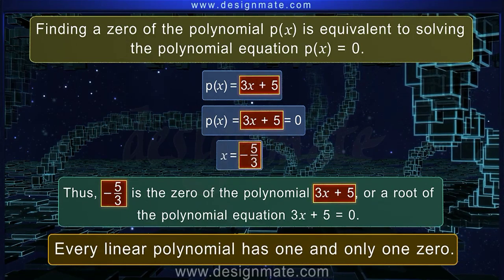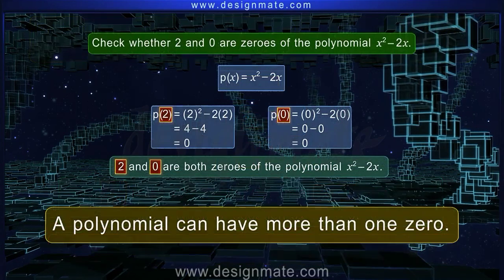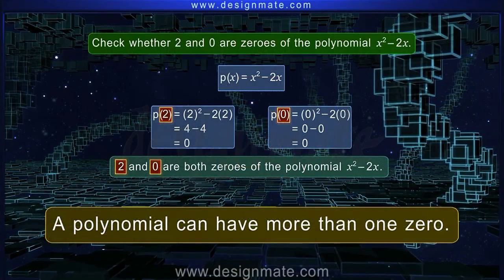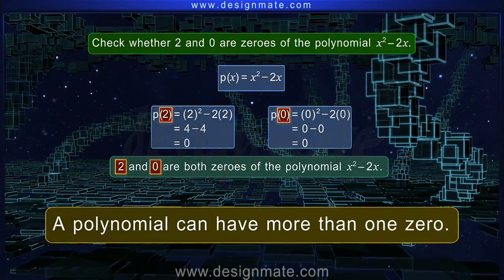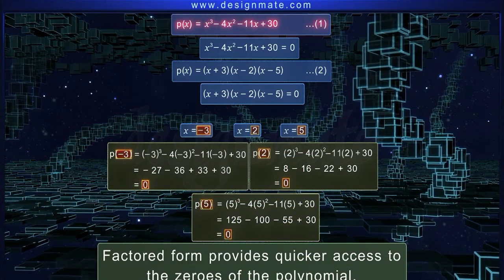Every linear polynomial in one variable has a unique zero. A polynomial can have more than one zero. Factored form provides quicker access to the zeros of the polynomial.